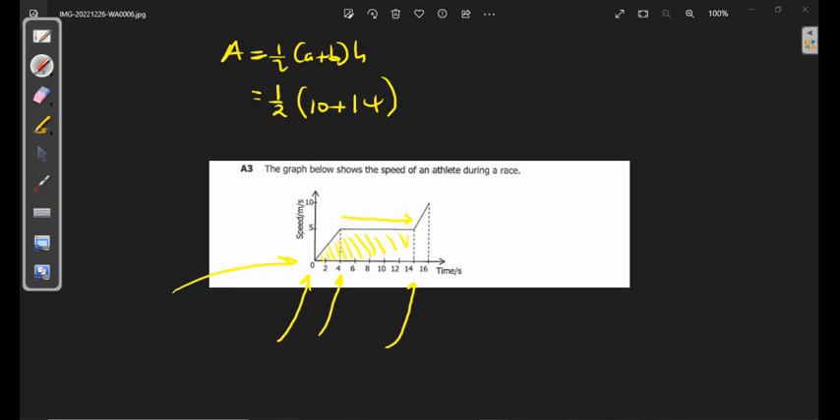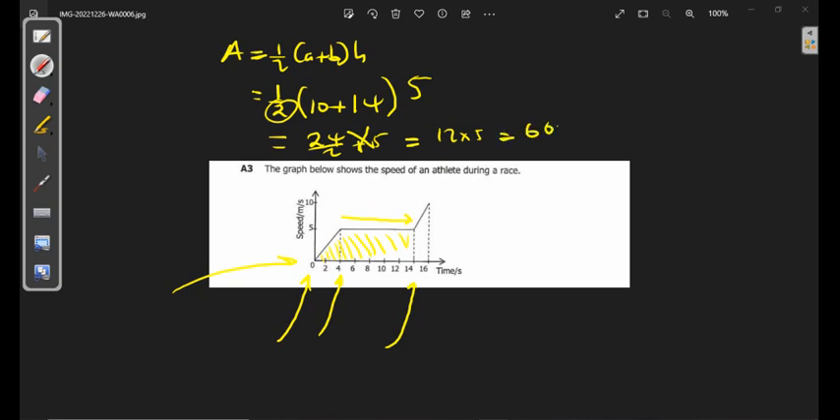So 14 minus 4 is 10, and then b is from 0 up to 14. Then the height is this region from 0 up to 5, so that is 5. So 10 plus 14 is going to be 24. Then we have half, times 5, because this 5 is going to be multiplying. So half of 24 is 12, and 12 multiplied by 5 is 60.